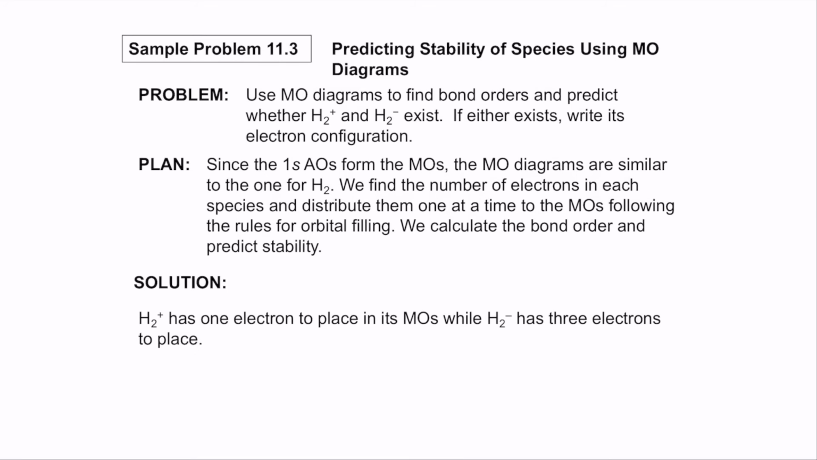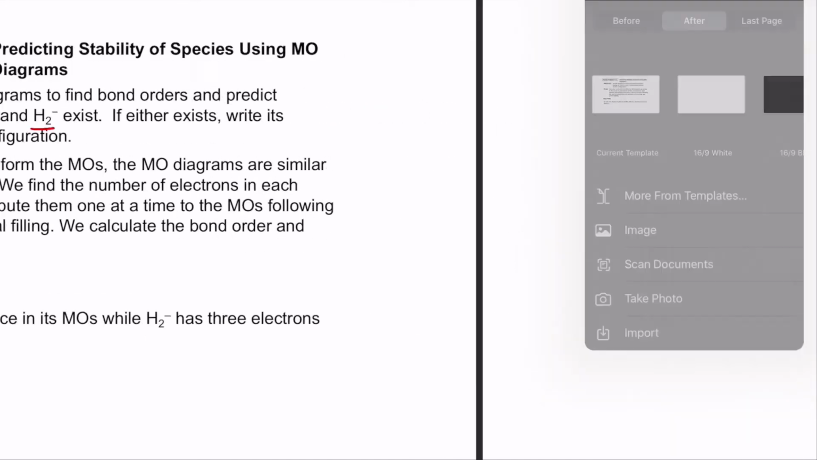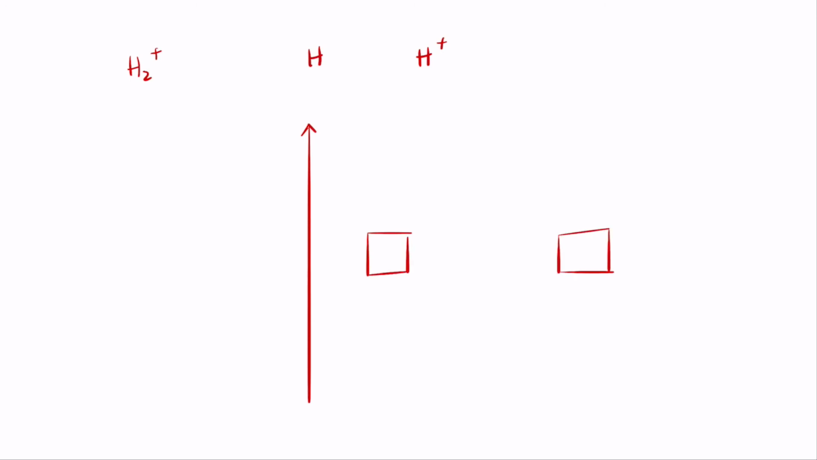Use the same principle now and try to determine the molecular orbitals for H2 plus and H2 minus. Let me draw for H2 plus, where we have one hydrogen and the other one is H plus. First we have to draw the energy levels. This is 1s, this is 1s, and this is sigma 1s and sigma 1s star.